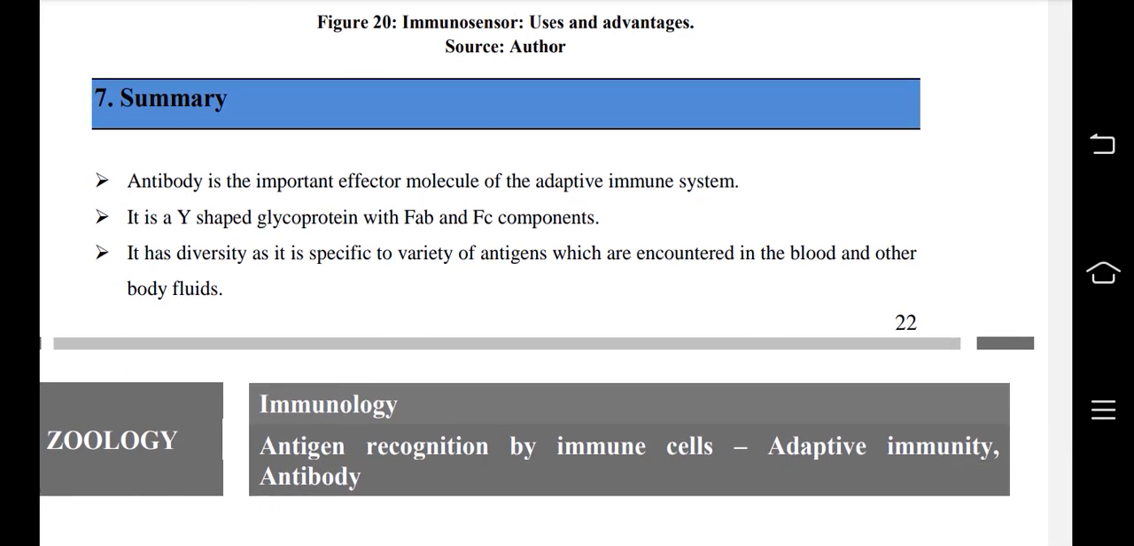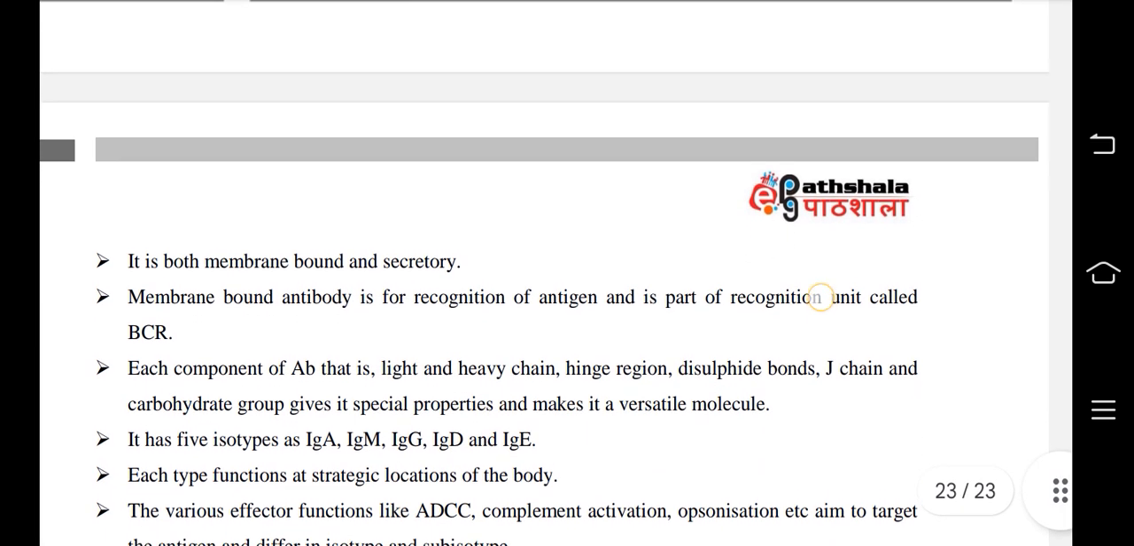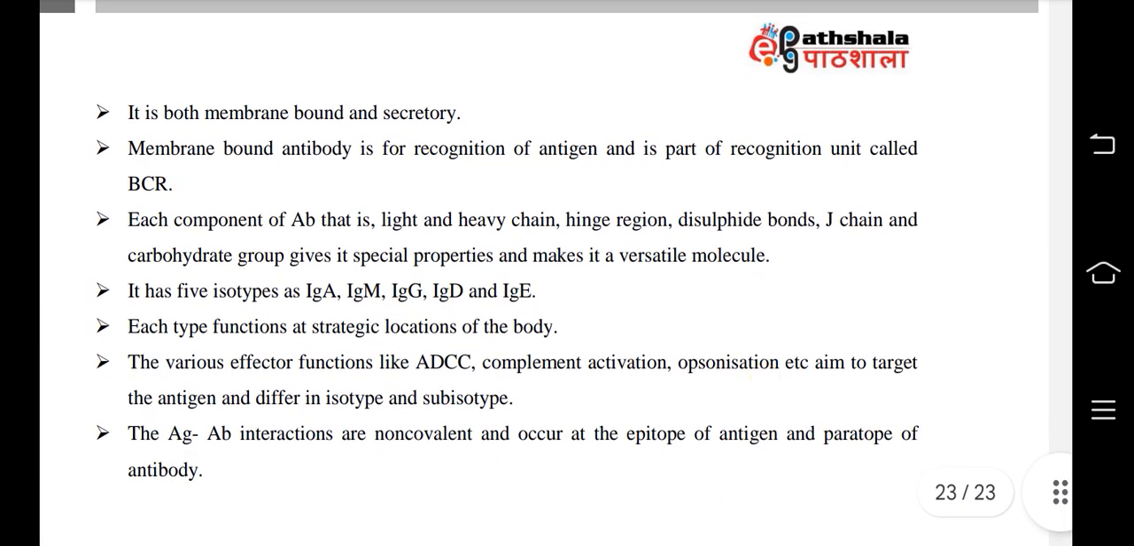Antibody is the important effector molecule of the adaptive immune system. It is a Y-shaped glycoprotein with Fab and Fc components. It has diversity as it is specific to a variety of antigens which are encountered in the blood and other body fluids. It is both membrane bound and secretory. Membrane-bound antibody is for recognition of antigen and is part of the recognition unit called BCR. Each component of the antibody, that is light and heavy chains, hinge region, disulfide bonds, J chain, and carbohydrate group, gives it specific properties and makes it a versatile molecule.